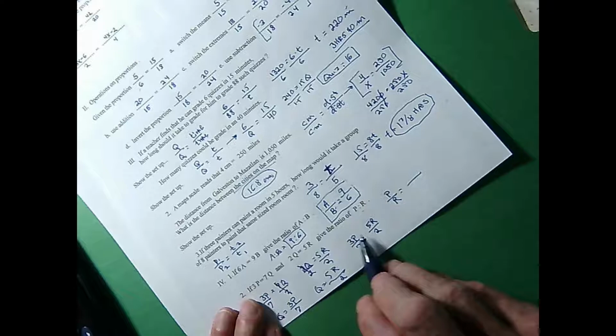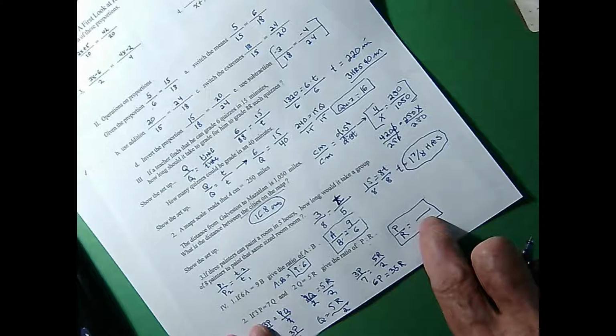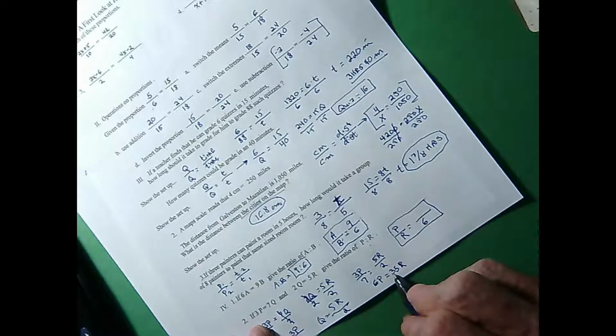And 7 times 5R would give me 35R. So now, what's the ratio of P to R? Easy to make a mistake here. But P multiplies the number down there, and P multiplies to 6. So the number down there's got to be a 6. And R multiplies to the 35, and R multiplies to the number in that position, so the number in that position has got to be a 35. So I'd say the ratio of P to R is 35 to 6.